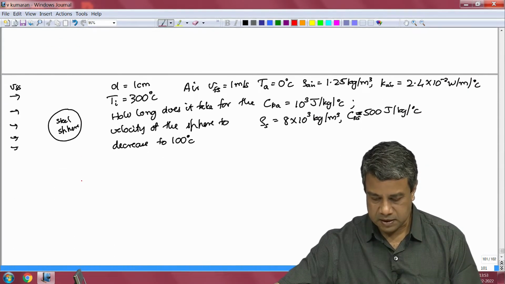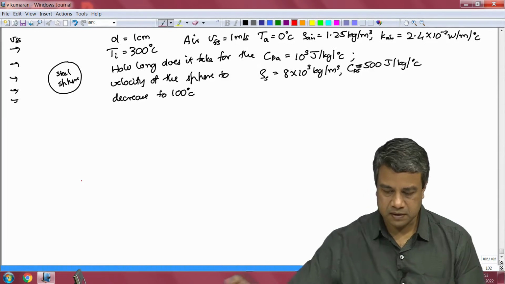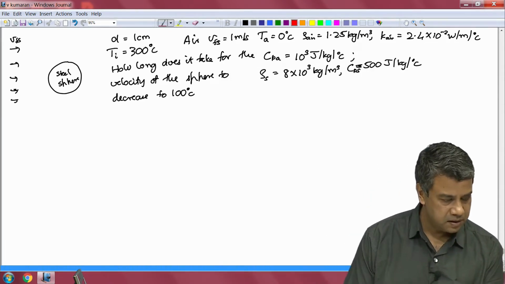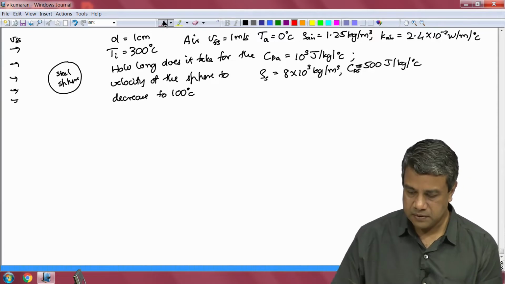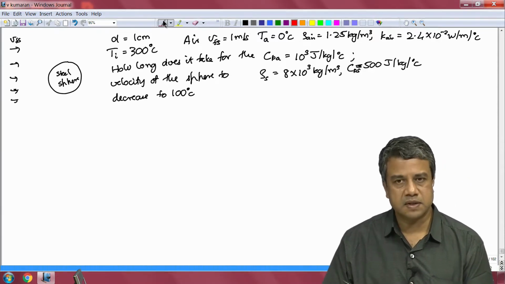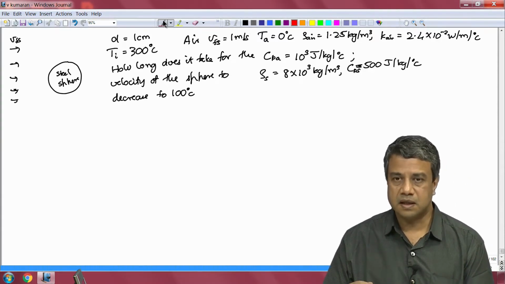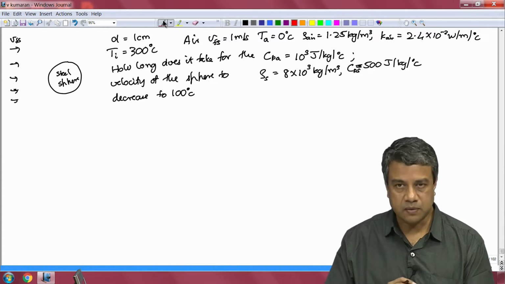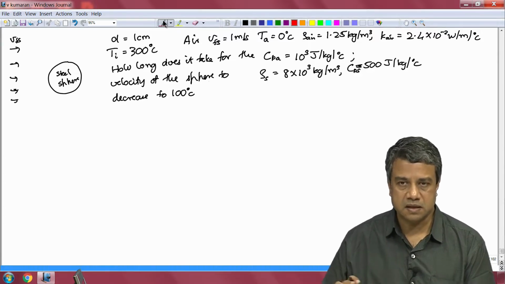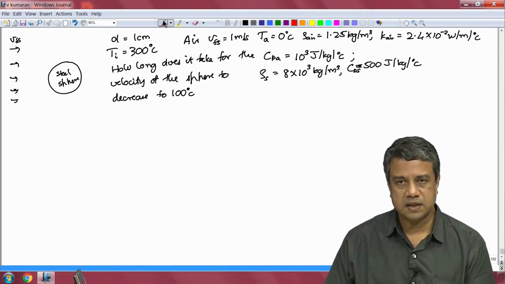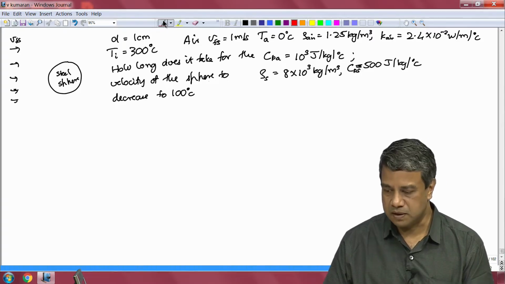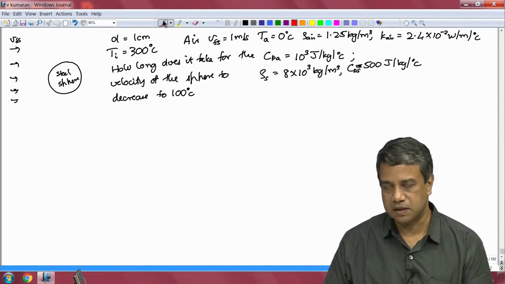And we are looking at an example. In this case, the diameter of the object was 1 centimeter, of a steel sphere, and we were asking the question, if the initial temperature is 300 degrees centigrade and I want to cool this sphere and I blow air at 0 degree centigrade past it, how long does it take for the temperature to reduce to 100 degrees centigrade? That was the problem.